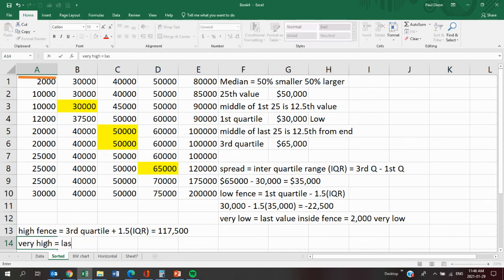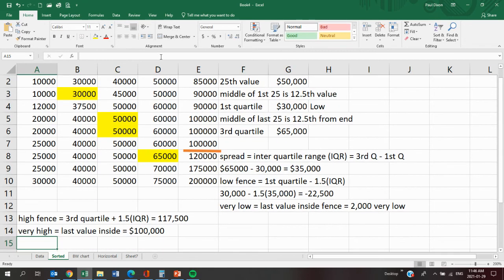is going to be the last value inside, which in this instance is going to be, if I put that line in, that fence is going to be somewhere in here. So the last value inside is going to be equal to 100,000. That's going to be my value for very high.